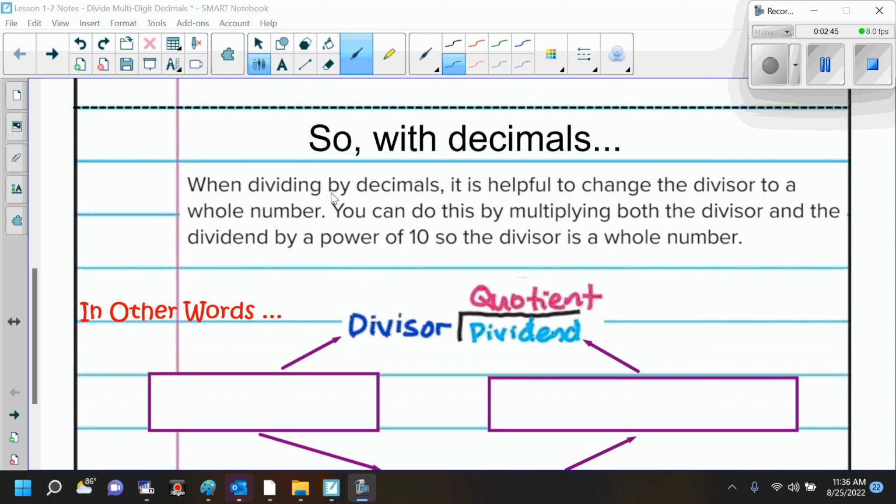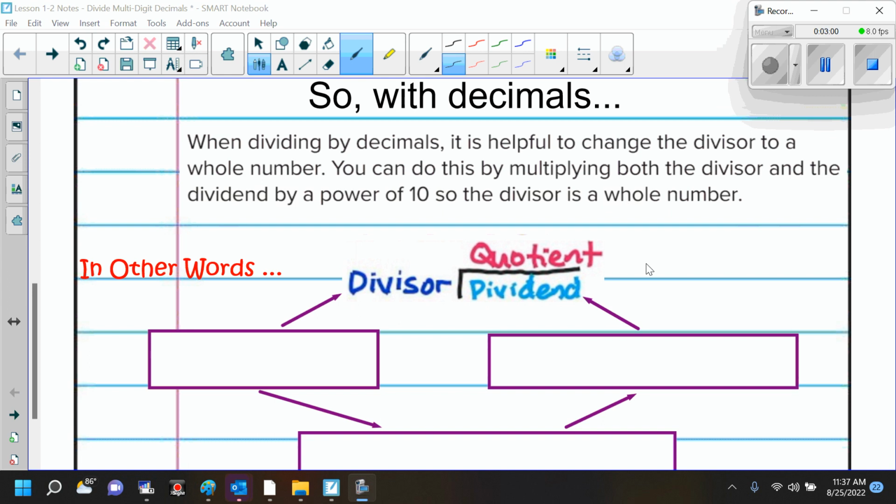So with decimals, when dividing by decimals, it is helpful to change the divisor to a whole number. You can do this by multiplying both the divisor and the dividend by a power of 10, so the divisor is a whole number. Okay? You don't have to write that down. You do need to write down this diagram.